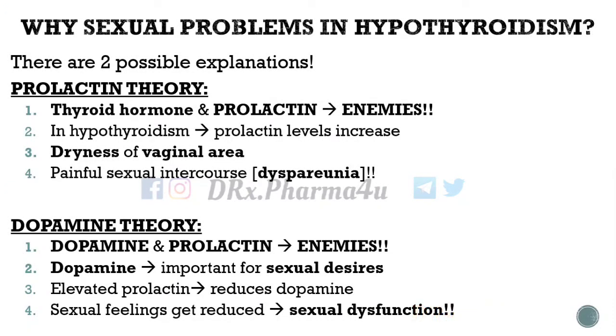Dopamine, you know very well, is important for sexual desires. Whatever feelings you have, whether it is a feeling of happiness, feeling proud, feeling excited, or having sexual or romantic feelings, dopamine is necessary. Now, in hypothyroidism, as I told you, prolactin is elevated. So when prolactin is elevated, dopamine may get reduced. Consequently, sexual feelings may also get reduced, which can lead to sexual dysfunction. So these are two different problems that might be seen in hypothyroidism.